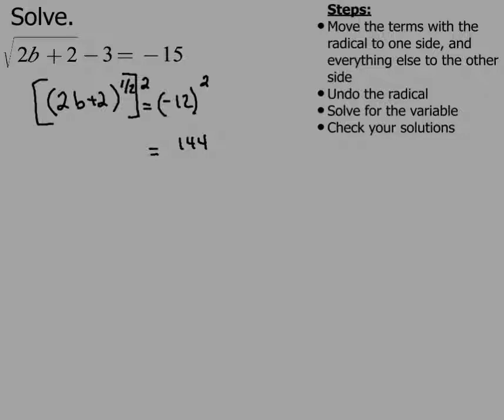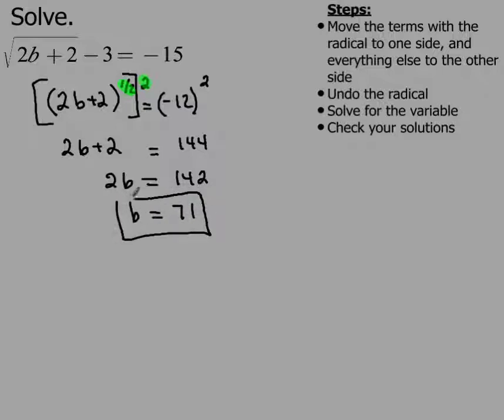And then on the left hand side, the 1/2 and the 2, they're going to cancel out and they're going to be gone. So the only thing I'm going to be left with is just 2b plus 2 on the left. And then I'll have 2b equals 142, and of course when we divide by 2 we'll end up getting 71. So that's the answer that I came up with.